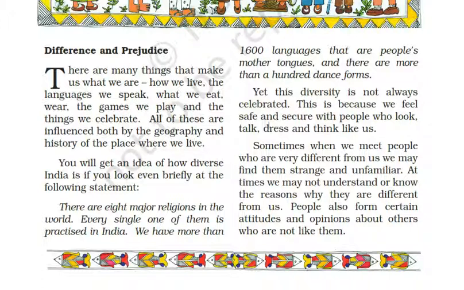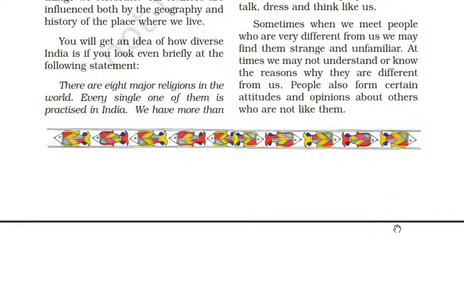This is because we feel safe and secure with people who look, talk, dress, and think like us. Sometimes, when we meet people who are very different from us, we may find them strange and unfamiliar. At times, we may not understand or know the reasons why they are different from us. People also form certain attitudes and opinions about others who are not like them.